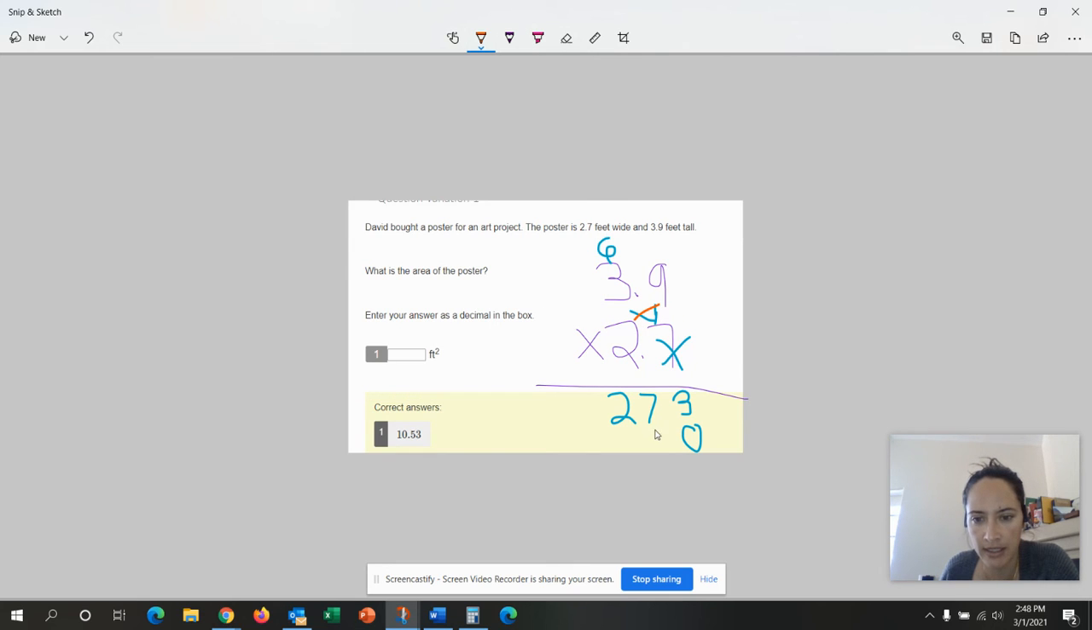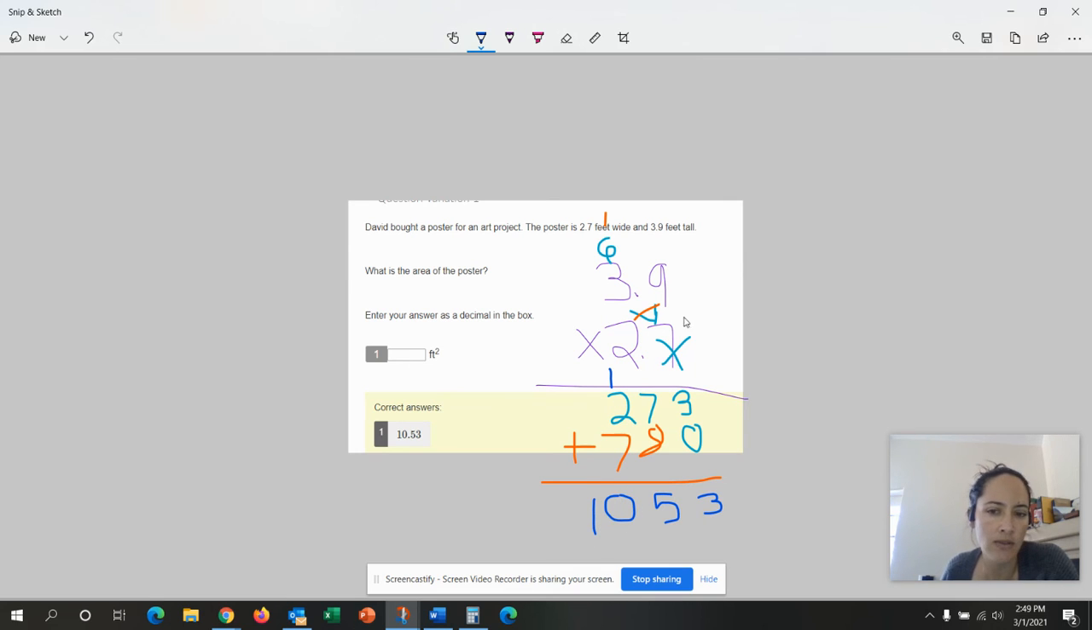2 times 9 is 18. 2 times 3 is 6. Plus 1 is 7. Now we add them together. It's the final step. 3 plus 0 is 3. Make sure you line everything up nicely. 7 plus 8 is 15. 1 plus 2 is 3 plus 7 is 10.